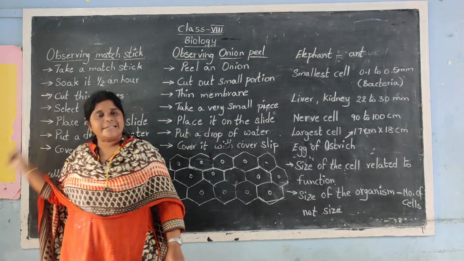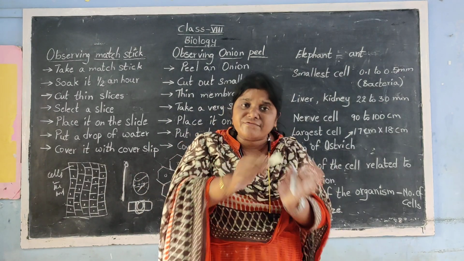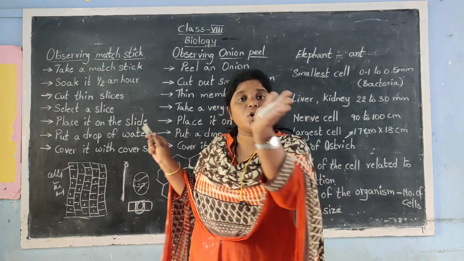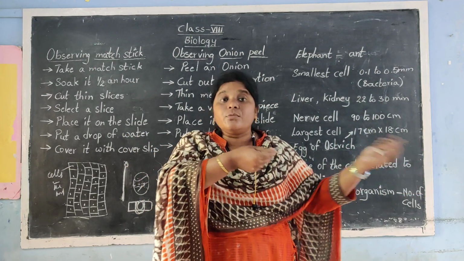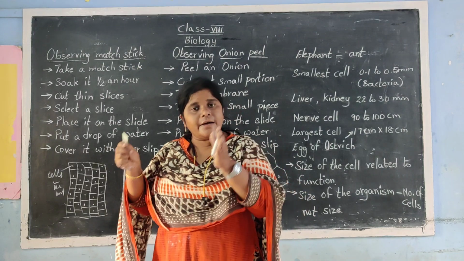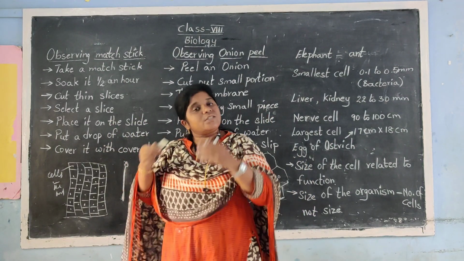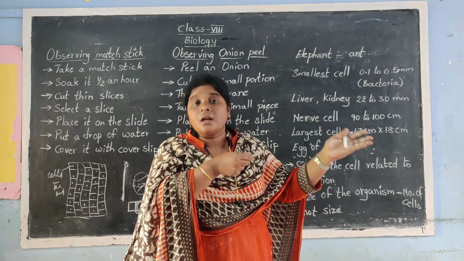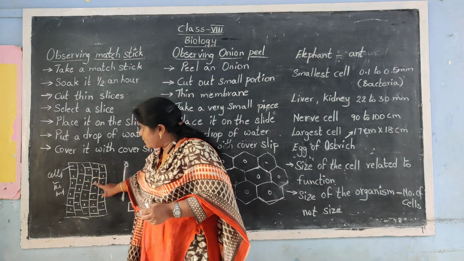So actually these are dead cells. What do dead cells mean? The cells which are not functioning, which are incapable of functioning, are called dead cells. The cells which can undergo function are called living cells. Which cannot undergo function, non-functional cells, are called dead cells. Now these are dead cells, and you can clearly observe.